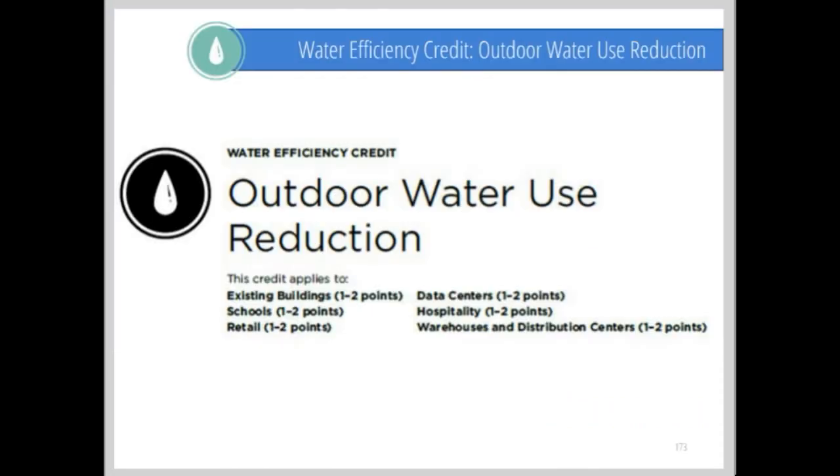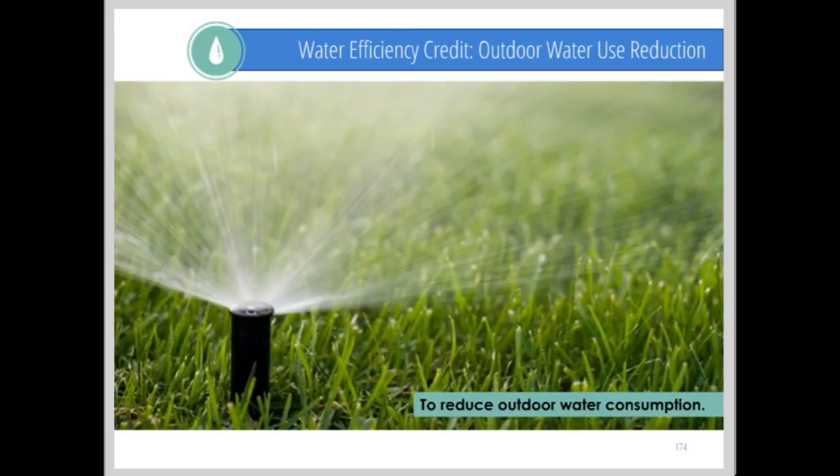All right, let's now get into the next credit, outdoor water use reduction. This credit is worth up to 2 points and is applicable for all project types. The intent of this credit is to reduce outdoor water consumption.